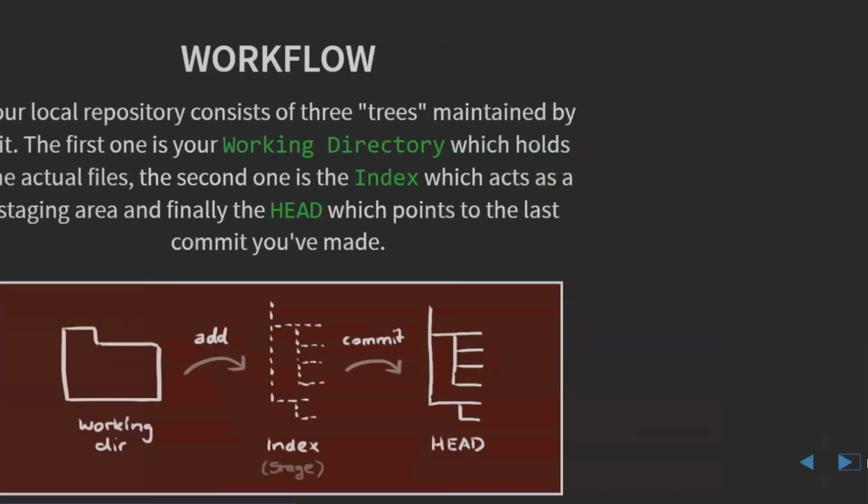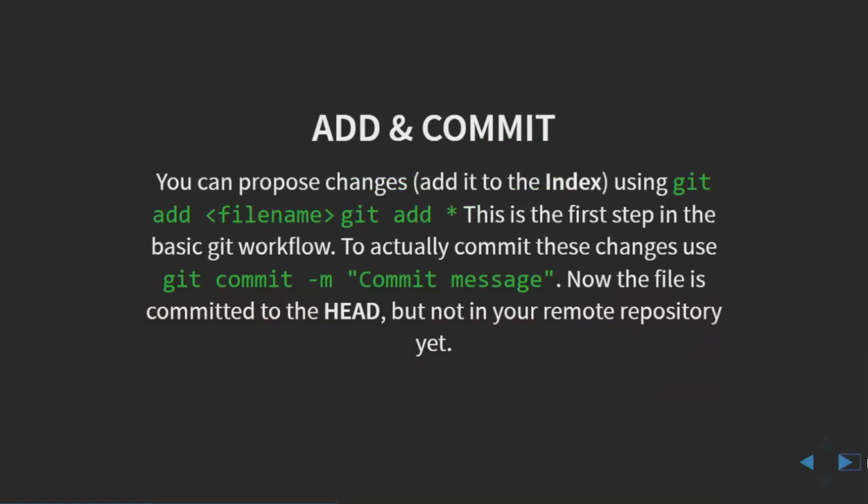Now, the commands for using that are rather simple. For example, you can see two here: the git add command and the git commit. By using the git add command, you're proposing those changes to the index, or the stage. You can see that here. All those files that live in the working directory will then become part of the stage. That's the first step in the basic workflow.